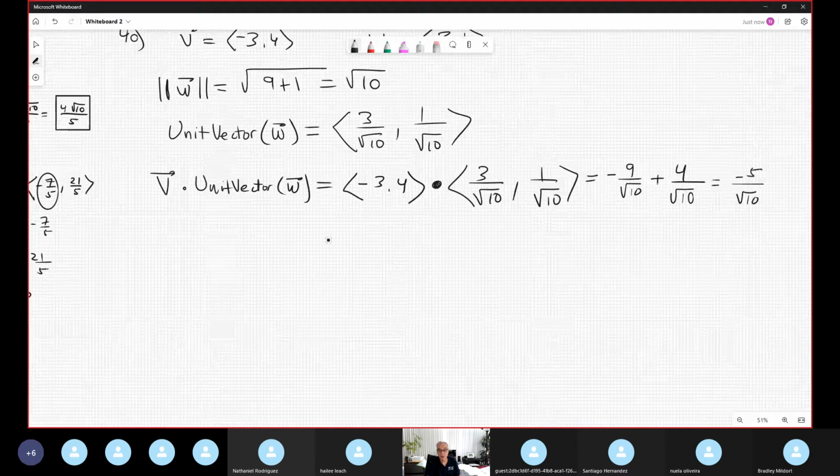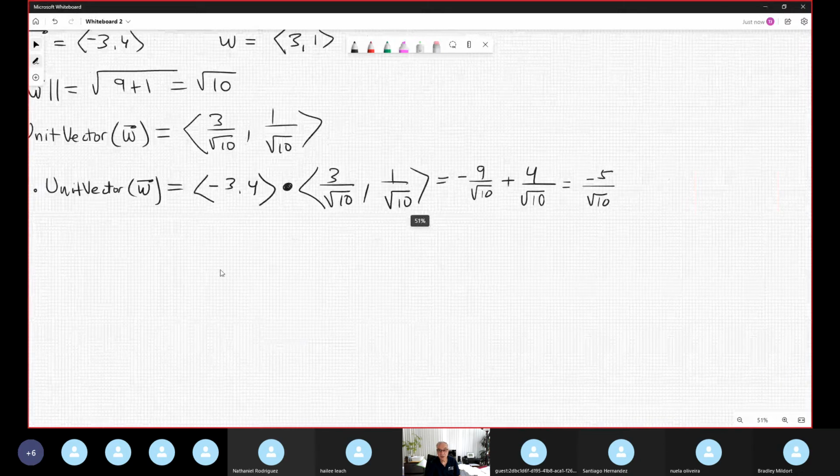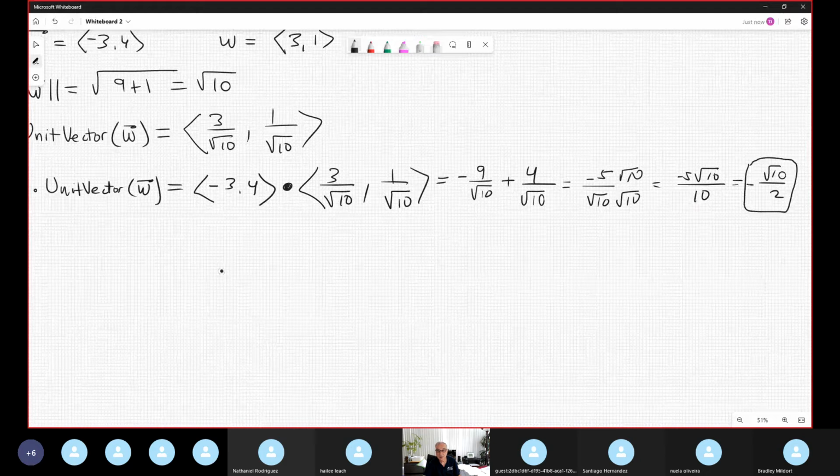This is the moment to rationalize. So, radical 10 times radical 10. Then negative 5 times radical 10 divided by 10. And reducing to lowest terms it is negative radical 10 over 2, no? Wow, I like that. Negative. When the dot product is negative, that means the angle between the vectors is greater than 90 degrees. It's obtuse. But I don't care. It's not important.